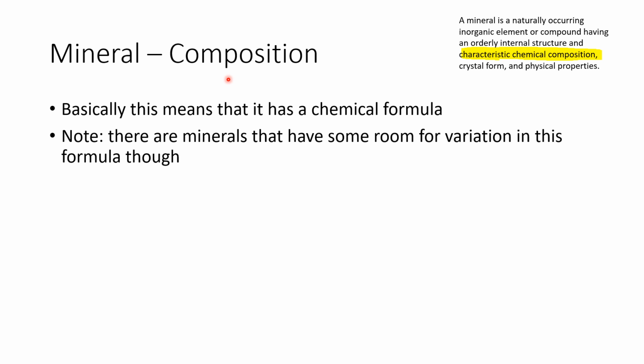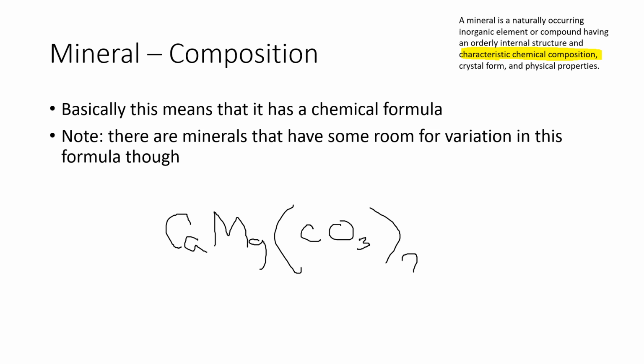So that dolomite that I did earlier, let me put it back up there, CaMg(CO3)2. Well, that's dolomite. I can be sure that dolomite's going to have 2 carbonate units per unit cell. It's never going to have 3. This is set in stone right there.